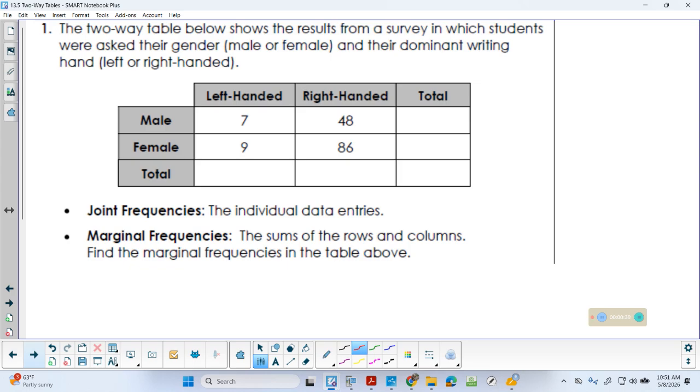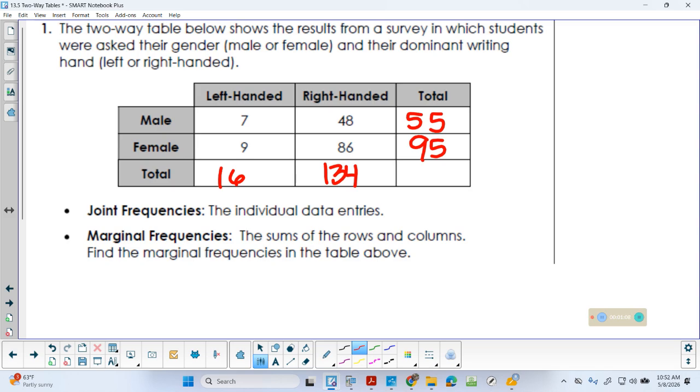So first off, we need to figure out the total. So I'm just going to do the columns first. Left-handed, 7 plus 9, 16. Probably going to need your calculator for this. What's 48 plus 86? Got it. Now I'm going to do the horizontal. I'm going to do 7 plus 48. What's 7 plus 48? 55. What's 9 plus 86?